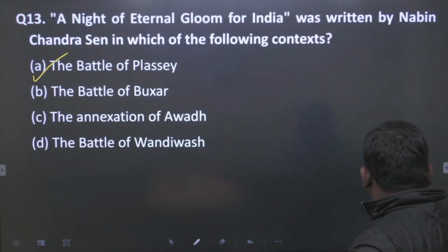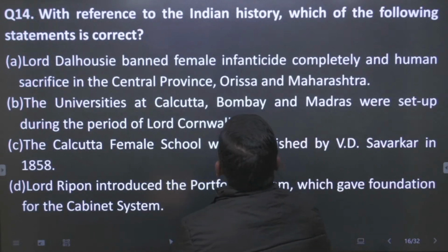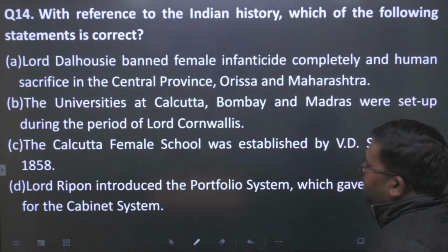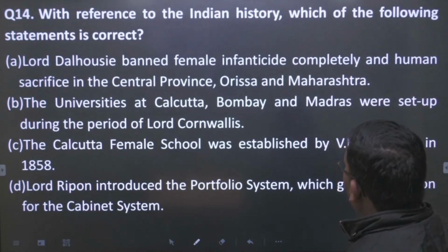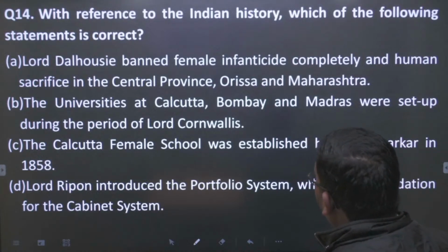Okay. So let us see question number 14. With reference to Indian history, which of the following statements are correct? Which of the four is correct? Lord Dalhousie banned female infanticide completely and human sacrifice in the central province, Orissa and Maharashtra.